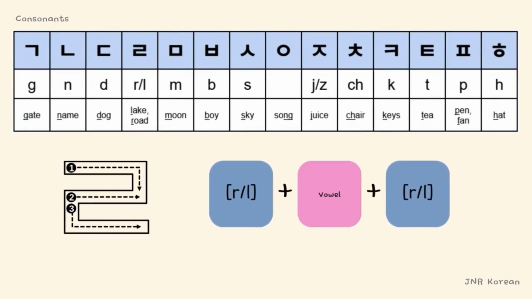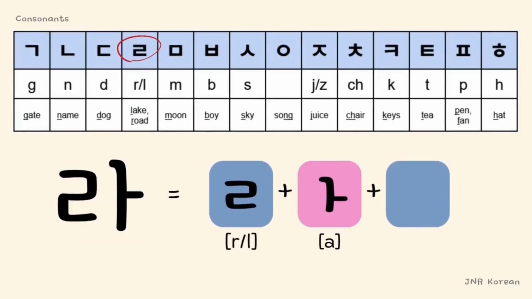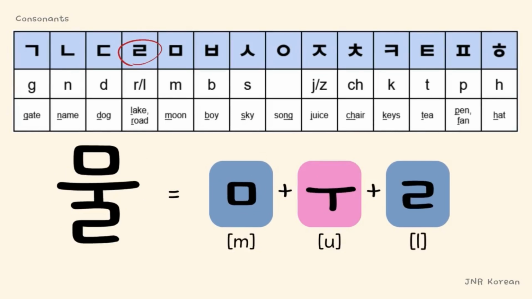리을 is always pronounced as R or L, whether an initial or final consonant. For example, the first consonant 리을 in the letter la is pronounced as R or L. And in the word 물, the consonant 리을 in the final position is pronounced as R or L as well.